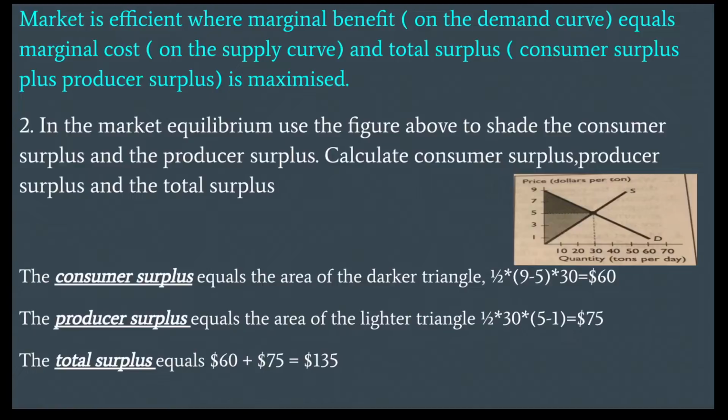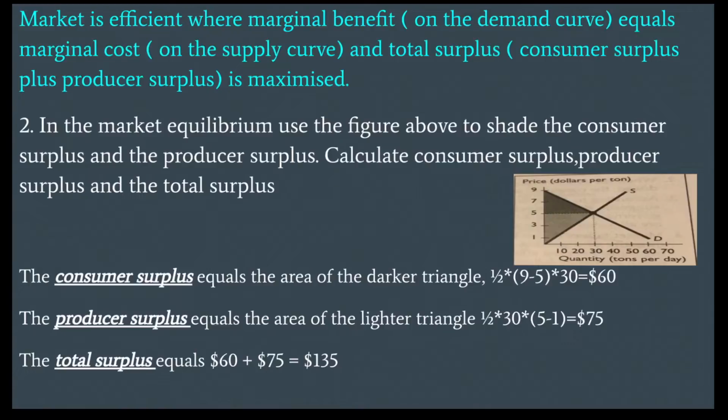In the market equilibrium, use the figure above to shade the consumer surplus and the producer surplus. Calculate the consumer surplus, producer surplus and the total surplus. The consumer surplus equals the area of the darker triangle, which is half times the height, that is 9 minus 5, and the base is 30, which equals $60.